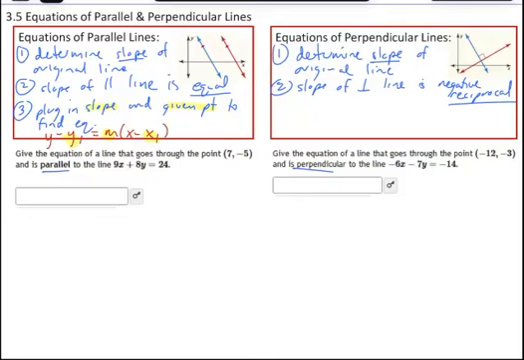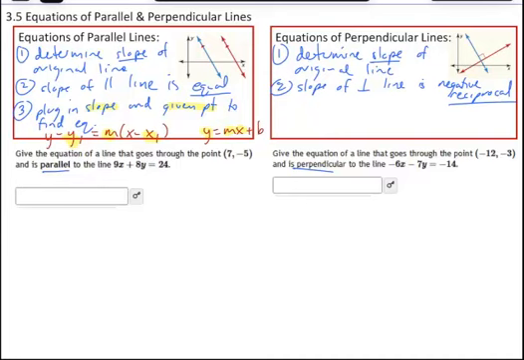If it is slope-intercept form, y equals mx plus b, what you'll need to do is plug in the x and the y coordinate of the given point and the slope, and then you find what b is, and then you plug that back into the equation along with the slope to get your equation in slope-intercept form.